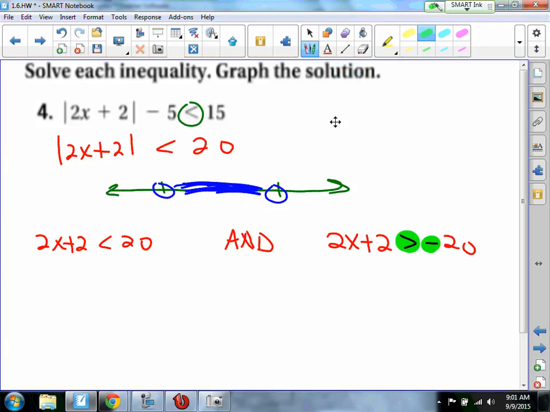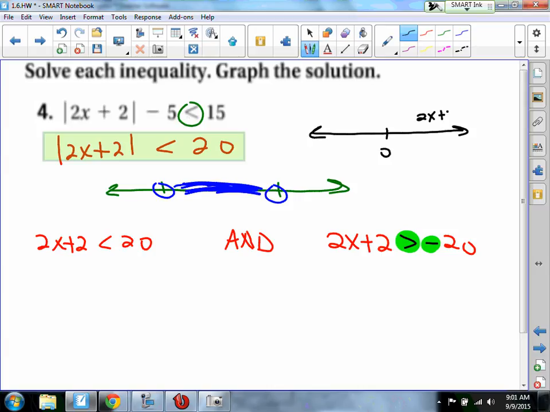If you're unsure why, what it comes down to is interpreting this expression right here. This expression says that 2x plus 2 is less than 20 units away from 0 on a number line. If we had a number line, and here's 0, it says that 2x plus 2 is less than 20 units away. So somewhere in here, less than 20 units away, and it says 2x plus 2 is less than 20 units away that way. So that's kind of where those inequalities come from, and now we just need to solve them.